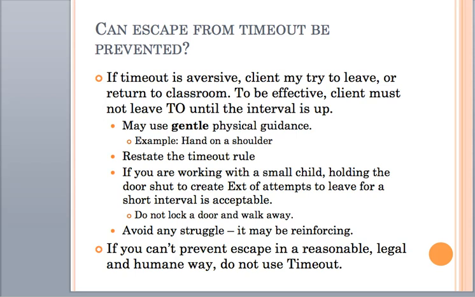So we use something called gentle physical guidance, or guided compliance. And for example, you might put your hand on their shoulder and encourage them to stay seated.